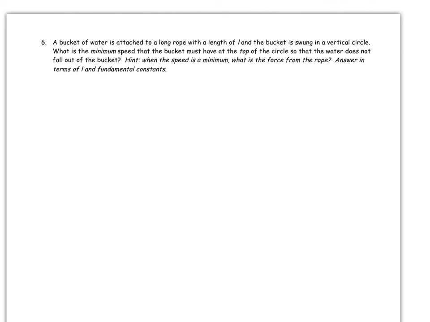Moving on to this next one, we have a situation where we have a bucket being swung around in a vertical circle attached to a rope of length L. So something like this would be the motion of the bucket, and here is our rope with a length of L, and we want to know what is the minimum speed the bucket must have at the top here so that the water doesn't fall out, similar to the demonstration that we did in class.